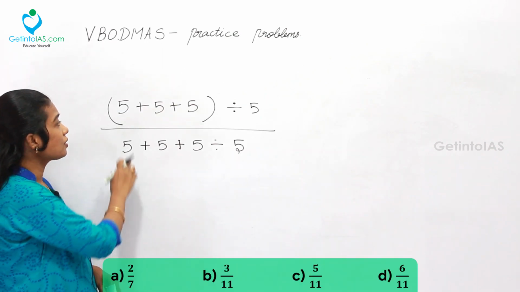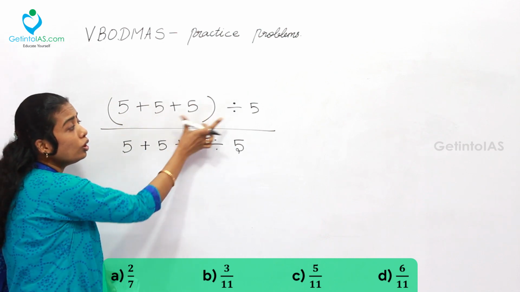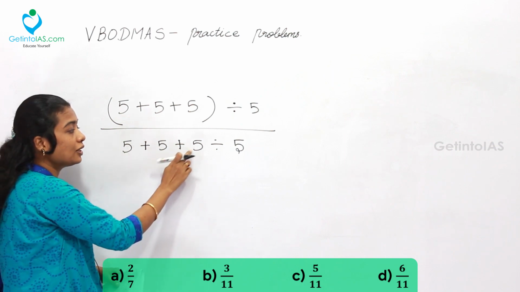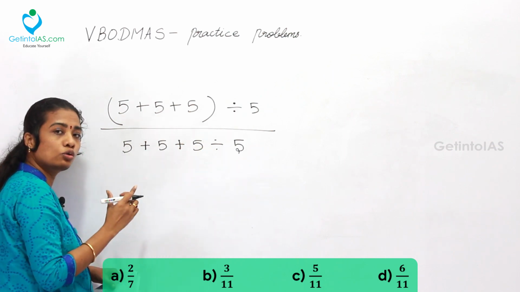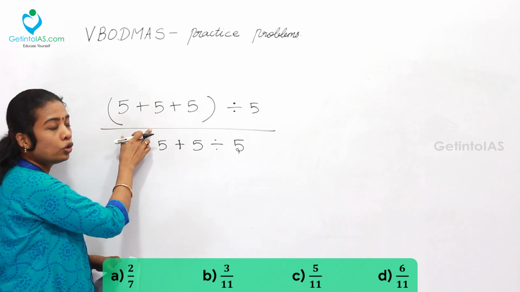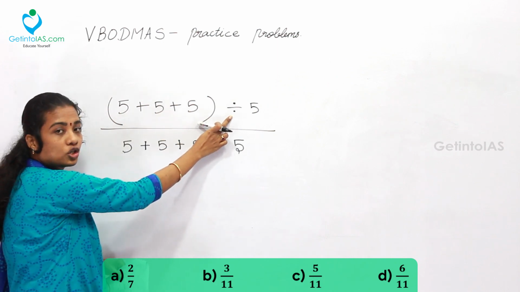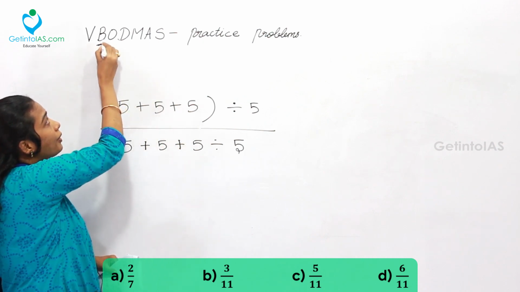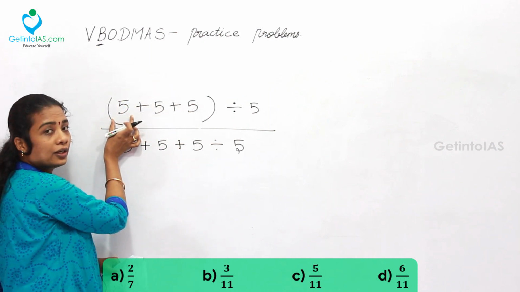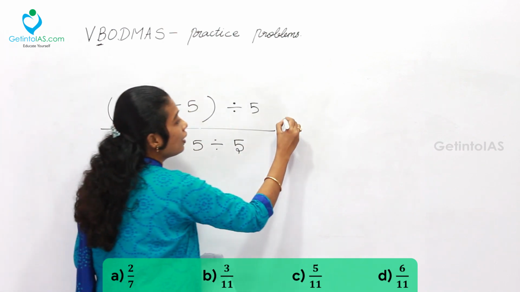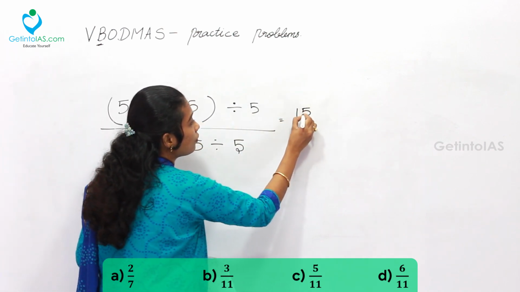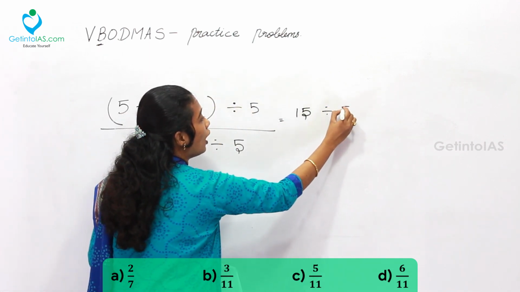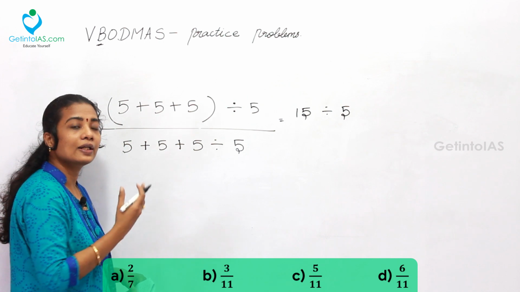Here the next problem is 5 plus 5 plus 5, the whole divided by 5, and the difference is given here in the denominator. 5 plus 5 plus 5 divided by 5. How to solve this? Let's see. In the numerator part, we are having division, bracket and addition. So among this, first of all, bracket is to be solved. So in the numerator, 5 plus 5 plus 5 directly 15. So which is to be divided by 5. So obviously in the numerator you will be getting 3, right?